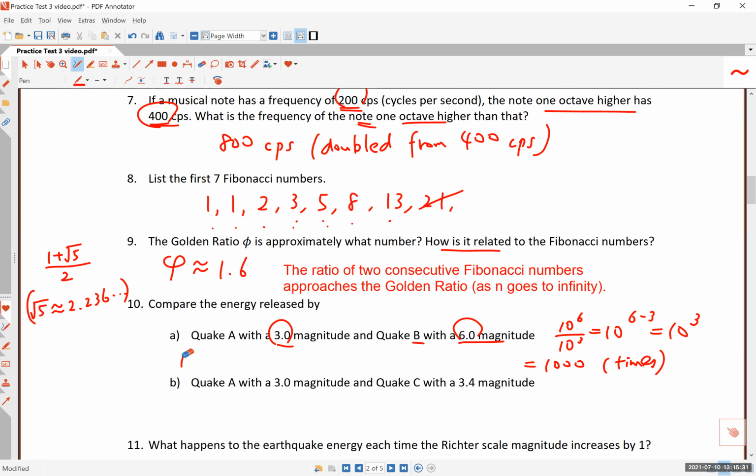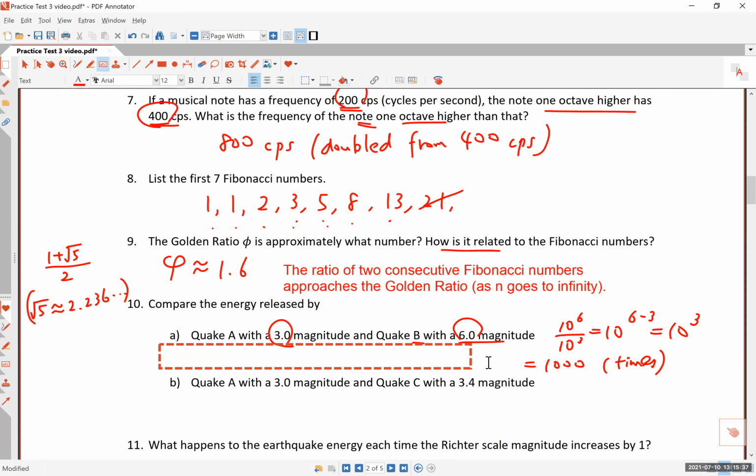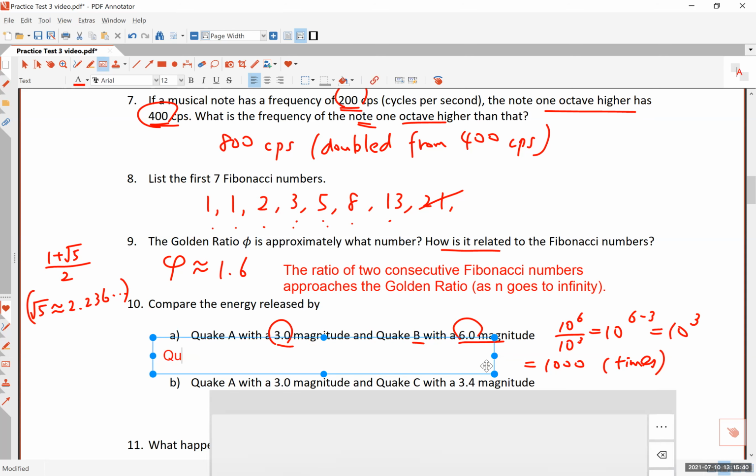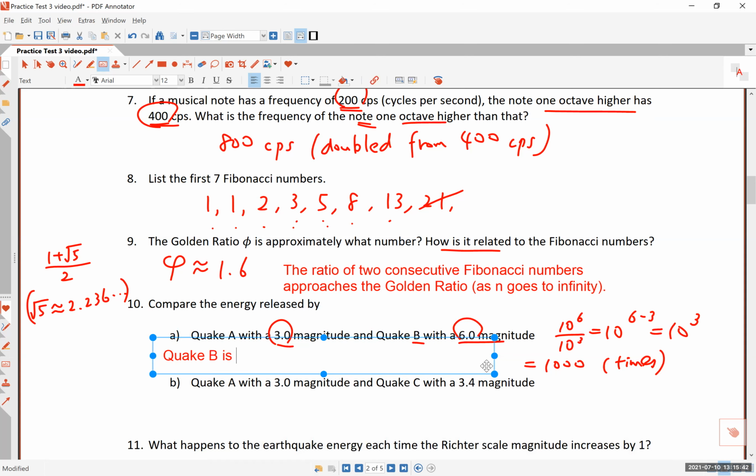Maybe I should go ahead and write my answer here in a sentence. Quake B is 1,000 times as great. What I mean by that is the energy released by Quake B is 1,000 times that of the energy released by Quake A. So Quake B is 1,000 times as great as Quake A. That would be a correct answer.